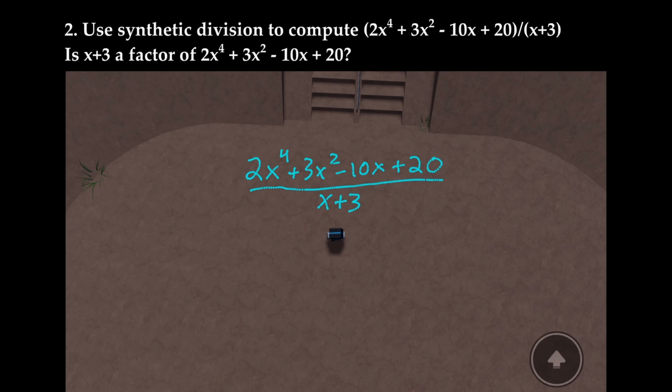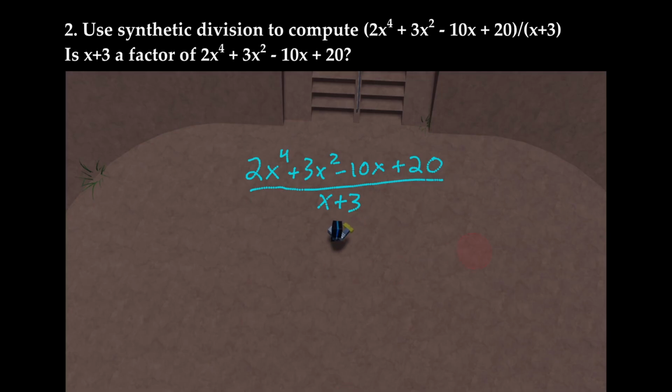In this problem, we have 2x to the 4th power plus 3x squared minus 10x plus 20 divided by x plus 3, and we need to use synthetic division to quickly evaluate this. So notice that the denominator is in the form of x plus or minus a number because it's x plus 3. And because it's in the correct form for synthetic division, we can proceed.